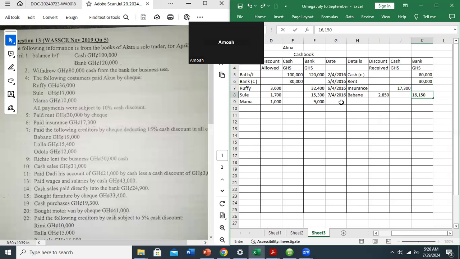Okay. The next person is Lola. So in Lola's case too, we have to find the discount. 15,400 times 15%. Yes, my calculate the professor who is in charge. 2,310. Great. Then we less to know the net figure. I think that will be 13,090.